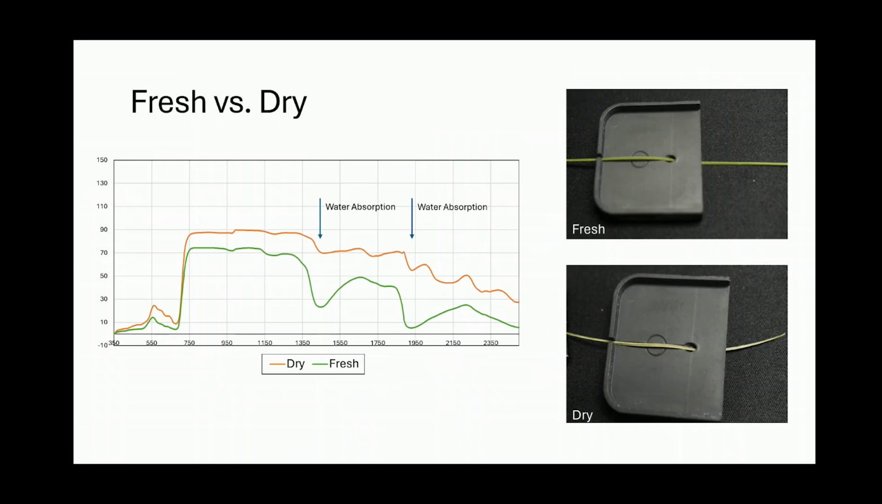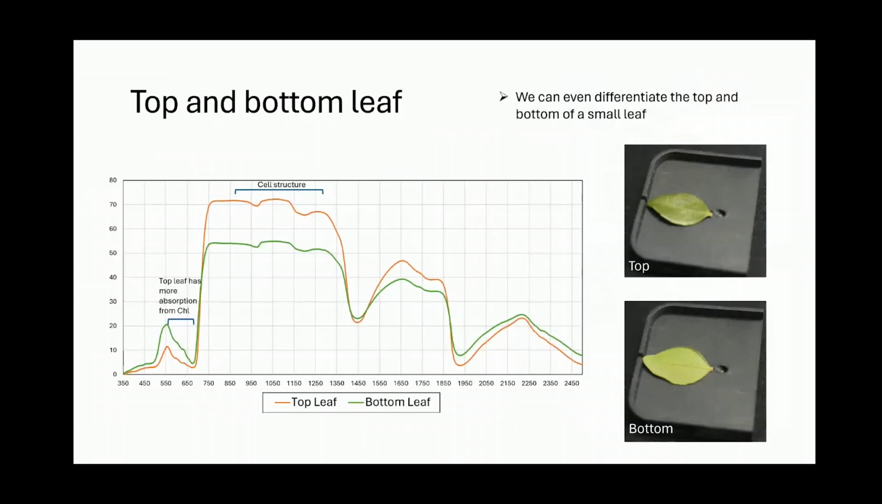We're also able to target the top of a leaf versus the bottom of a leaf, which was previously impossible using bundled spectra. It's very difficult to align pine needles, or even small leaves, to be up or down. And so here you can see we were able to differentiate the top of a small leaf versus the bottom of a small leaf, and they have very different spectral curves represented here.